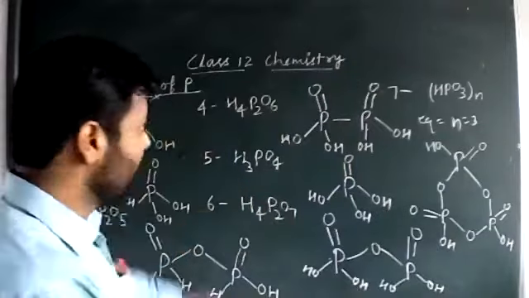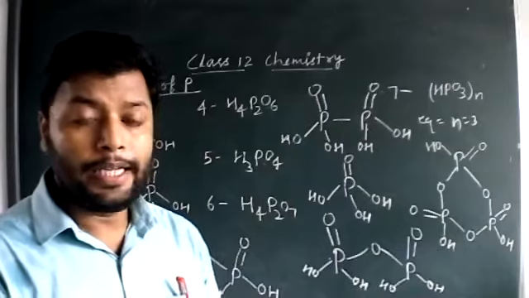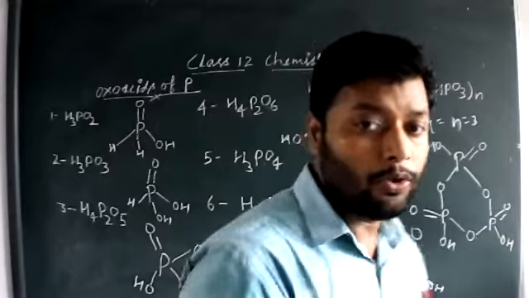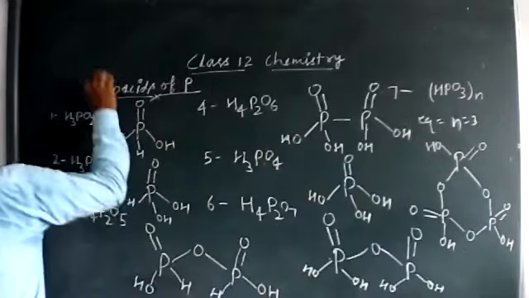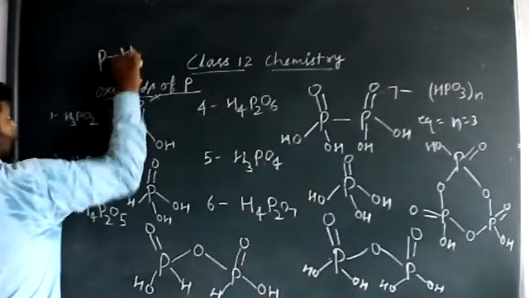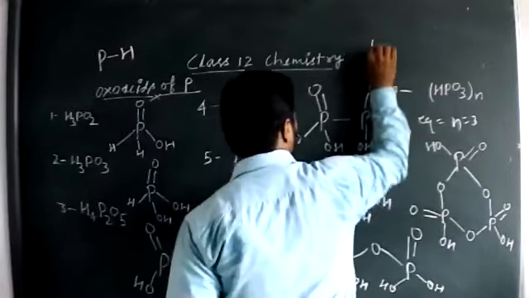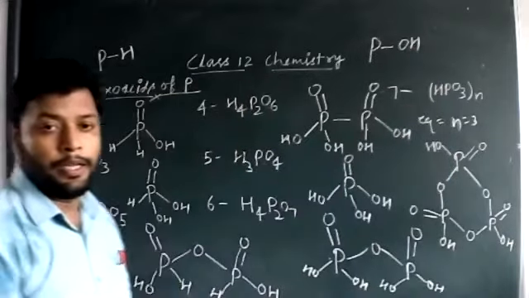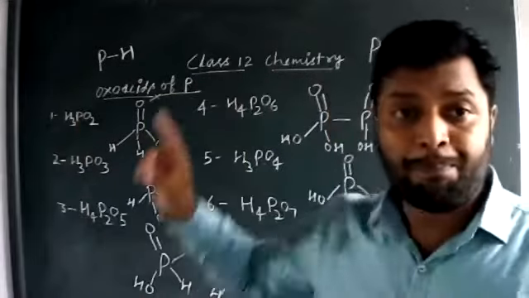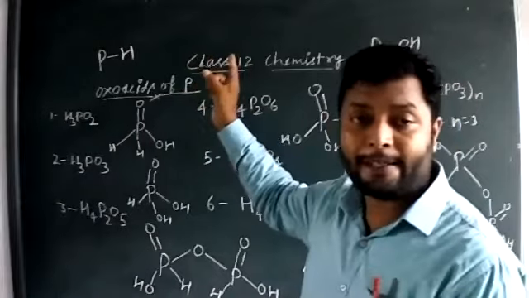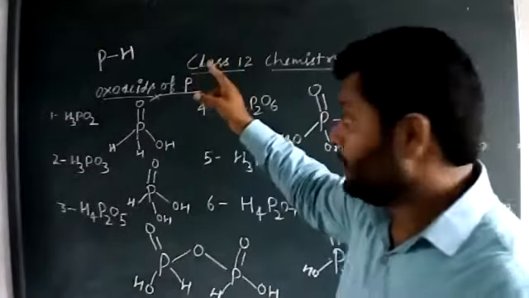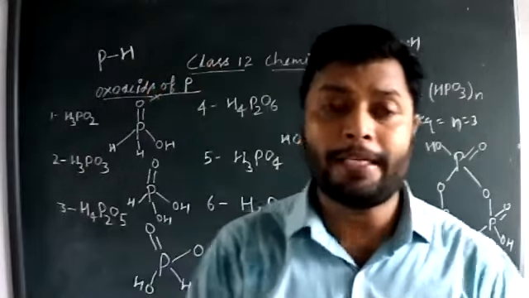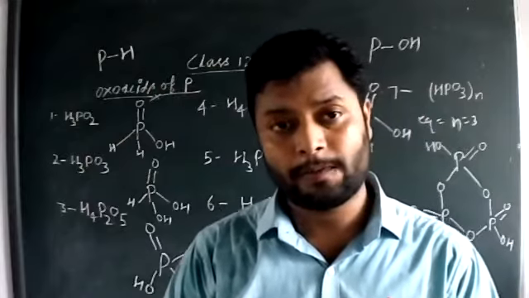Now let's learn about the acidic nature and reducing nature of the compounds. So actually this depends upon whether the molecule contains a P-H bond. If the molecule contains a P-H bond, this bond is responsible for the reducing nature of the molecule of oxoacids of phosphorus.